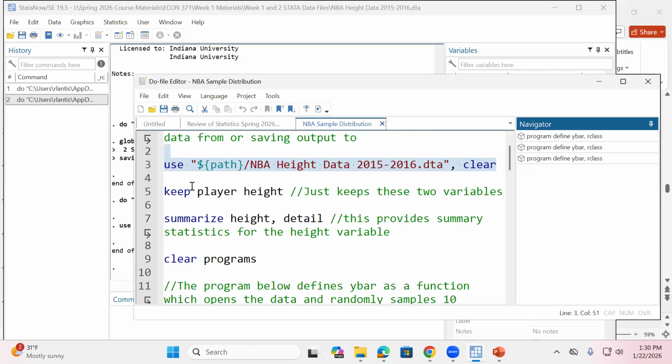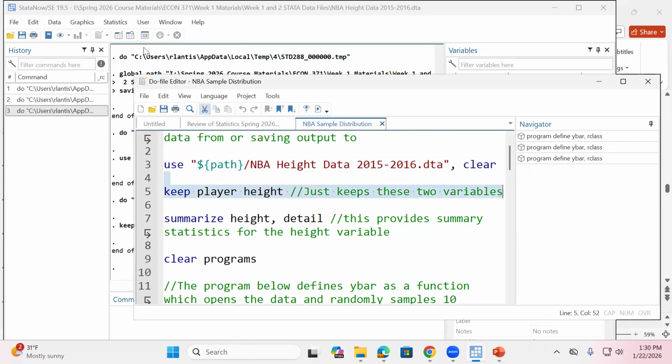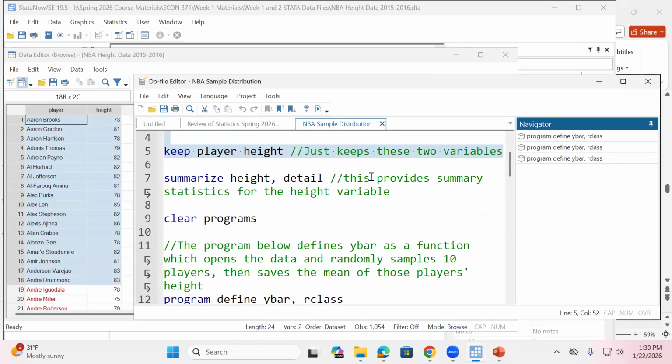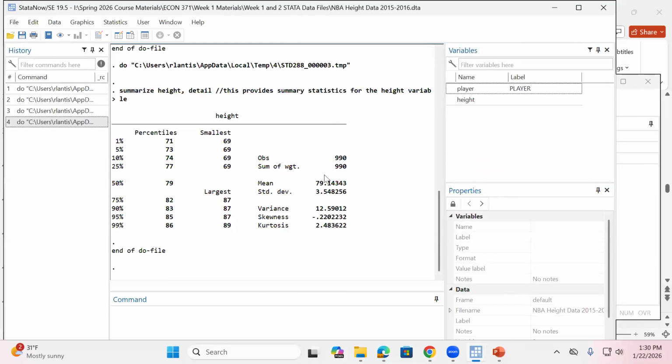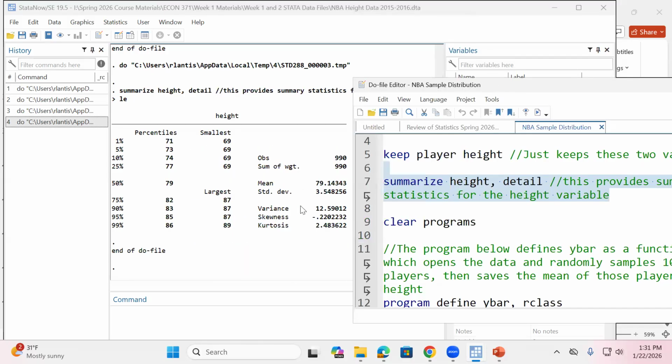Okay. So I'm just going to keep two variables because I don't really care about any of the other ones for the sake of this example, right? So I now just have all of the population data. From one season, I have every single NBA player and their height, okay? So I have the population data. What I can do is then summarize that variable. And what Stata should tell me is the mean of the population and the variance of the population. So I'm just going to write these down because I can't save this anywhere, right?